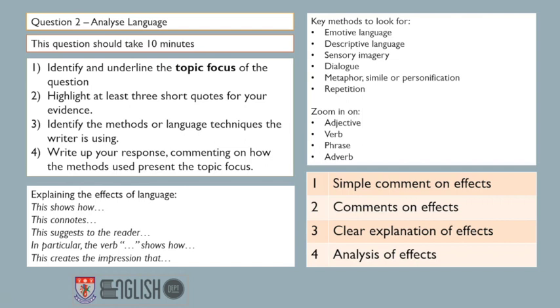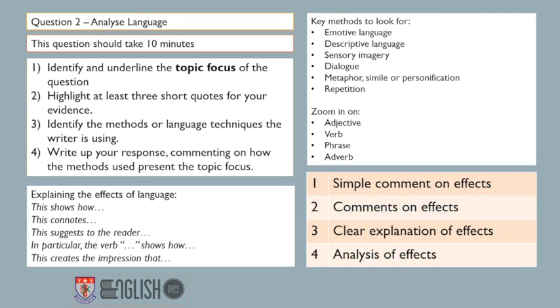Okay, there's some help on this slide that you might pause the video here and use to help you respond to the question. I've got here some sentence starters that help you to explain the effect of language. They're in italics on the left there in the box at the bottom. I've also listed some of the key language methods that you can look for, such as emotive language, descriptive language. Anything sensory is always good for explaining. The use of dialogue, whether there's figurative language such as metaphor, simile, personification, or there's repetition.